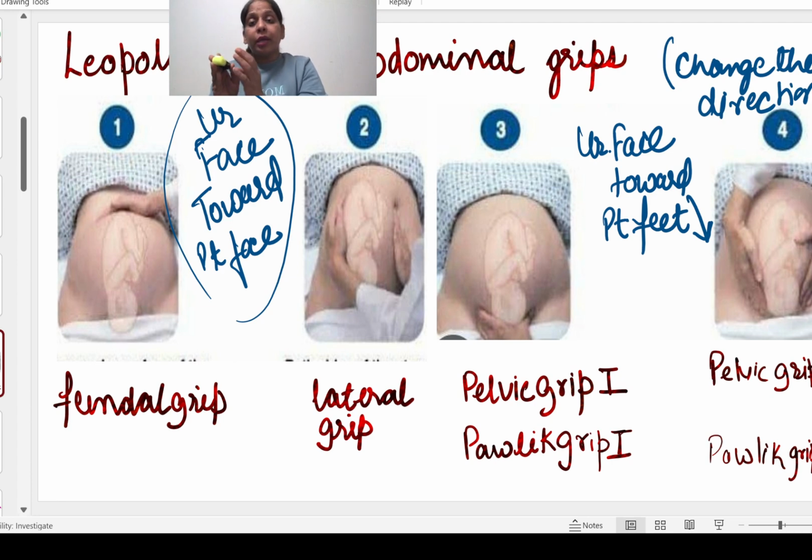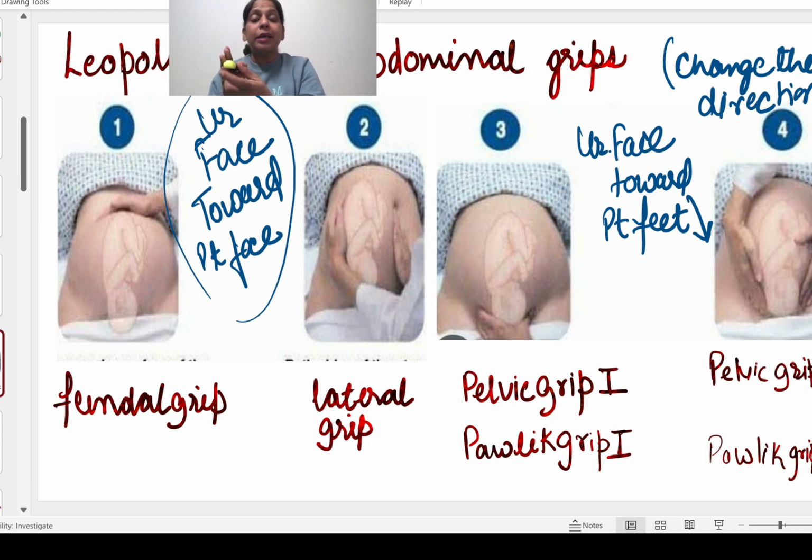Okay, so here I told you in both the grips, as you can see, for example, this is a patient lying down. So first I check the fundus by palpating it where the fetus is ending, right? Then I do the lateral grip by first fixing the fetus with one hand and then moving the other hand, then I fix the fetus by the hand which is moving and then I move this hand, right? In this way I find out by the lateral grip where the back is and where the limbs are, right?